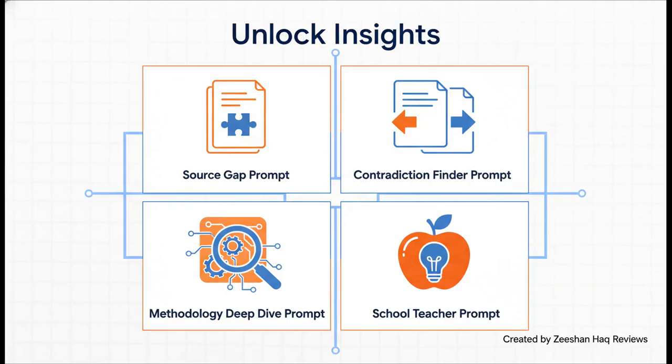People are coming up with these things called super prompts that really unlock its power. For example, you can tell it to find these source gaps. Basically, ask it, what's missing from my research? Or you can tell it to find contradictions, where your sources actually disagree with each other. You can even ask it to be a school teacher and explain a super complex idea in really simple terms. It's like having a whole team of experts at your fingertips.